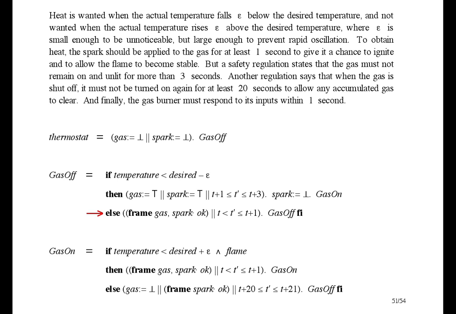And back down, the gas is on and there's no spark. If it's warm enough, or there's no flame, either way, we turn the gas off. We leave it off, and we leave the spark off for at least 20 seconds for safety, but not more than 21 seconds without checking again. The only part of my specification that isn't already programmed is the timing.